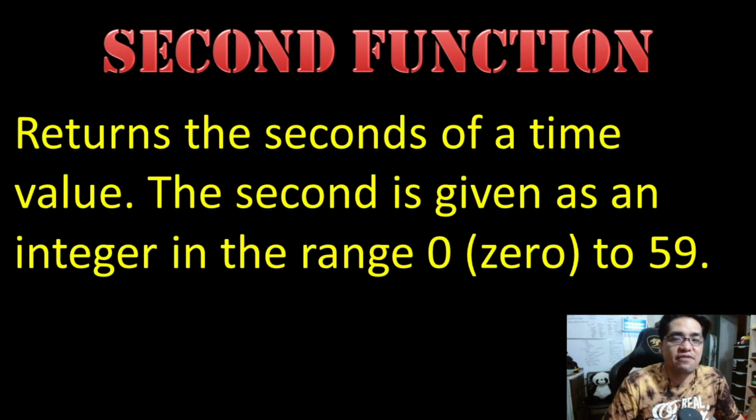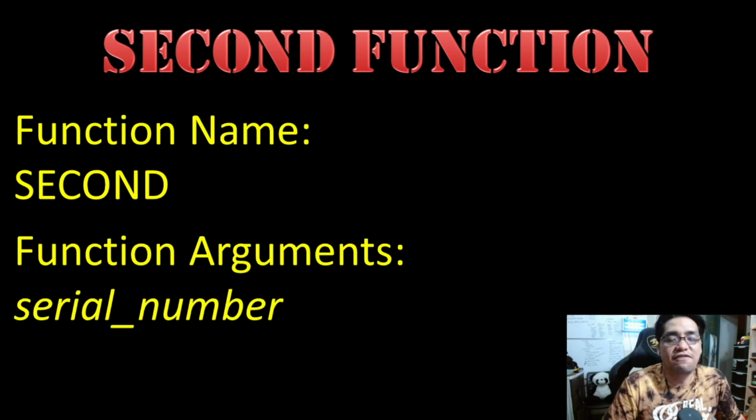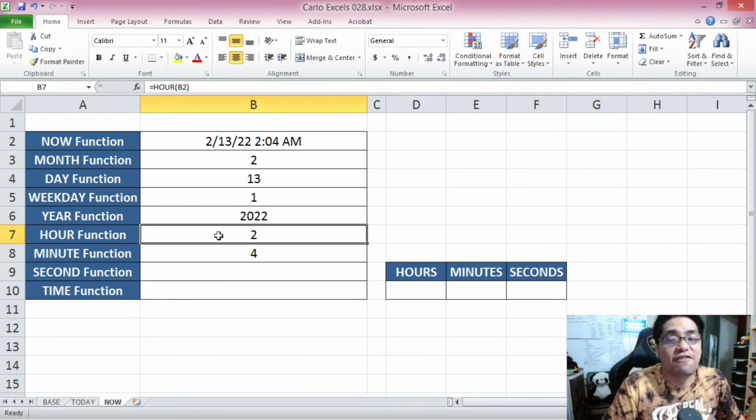Next, we have the second function. It returns the seconds of a time value. The second is given as an integer in the range of 0 to 59. For the second function, the function name is second, and once again, for the function arguments, you only have one, the time value data. So if the hour function gives you hours in time data, and the minute function gives you the minutes in time data, well, the second function gives you the seconds in time data.